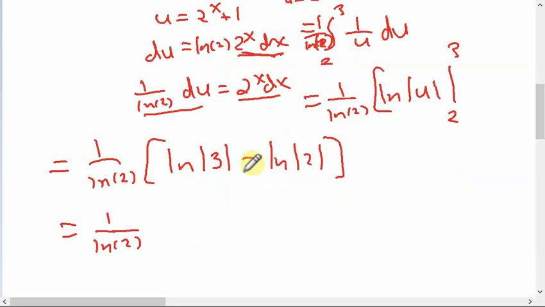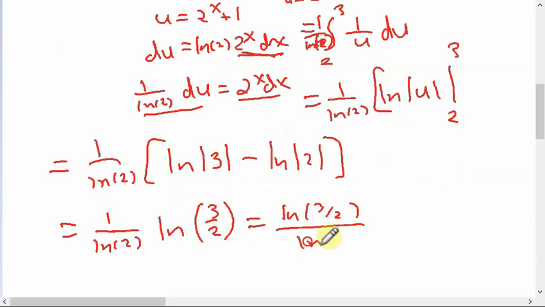So I get 1 over natural log of 2. And then this is going to be natural log. Remember, when you have a difference like that, you can write it as a quotient on the inside. And that's pretty much it. Natural log 3 halves over natural log 2. Not much I can do with this. I'm going to leave it like that.